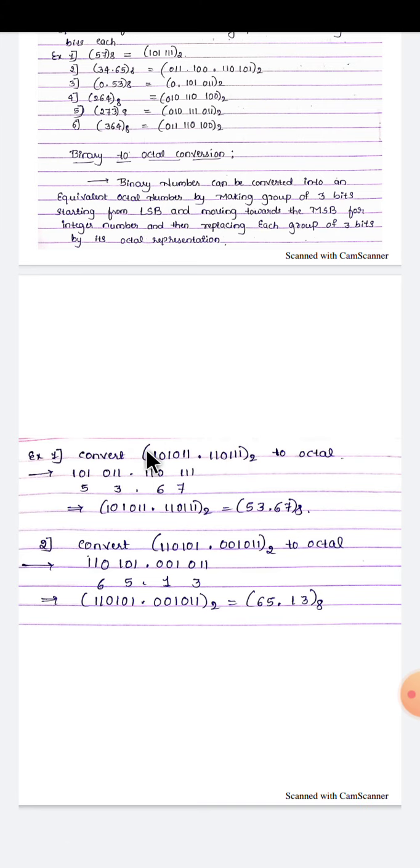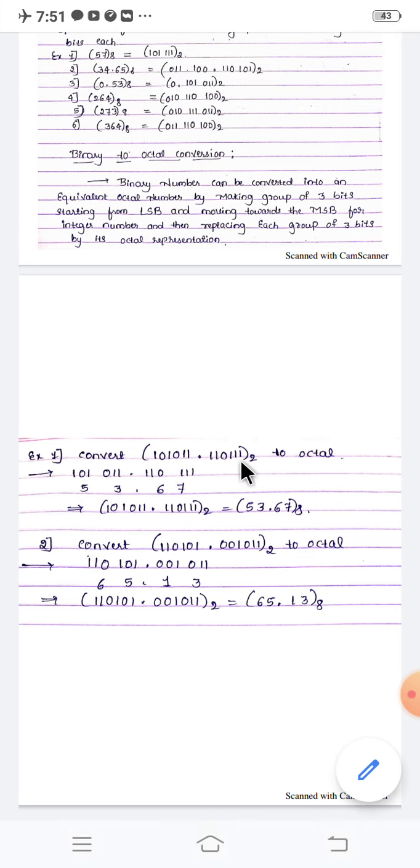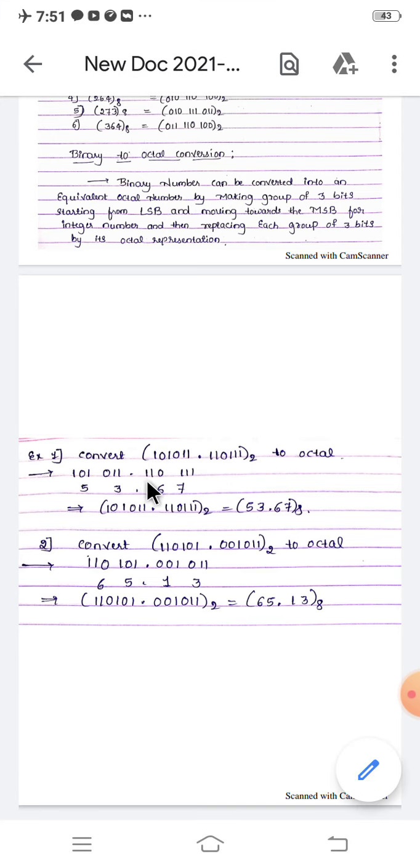Convert this binary number to octal. How to convert? This is the number given. There are 6 digits before the point and 6 after. First we have to group 3 bits each: these 3, these 3, these 3, these 3. So we get 101 011 point 110 111.